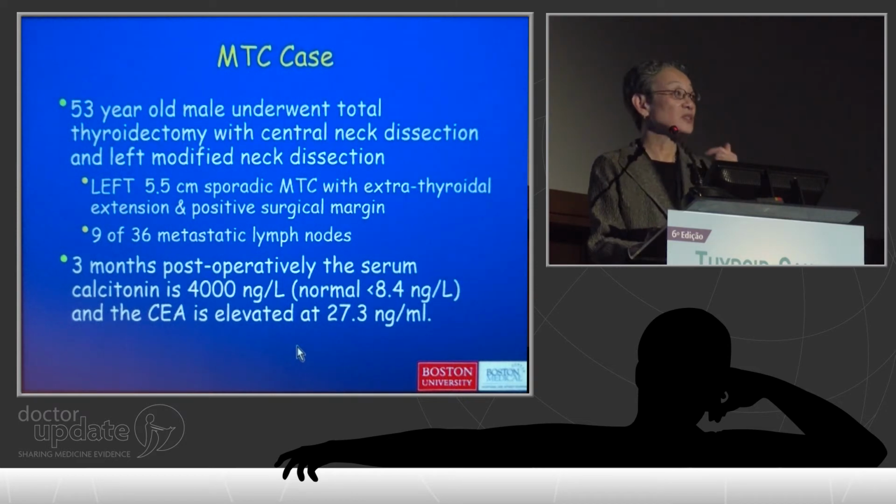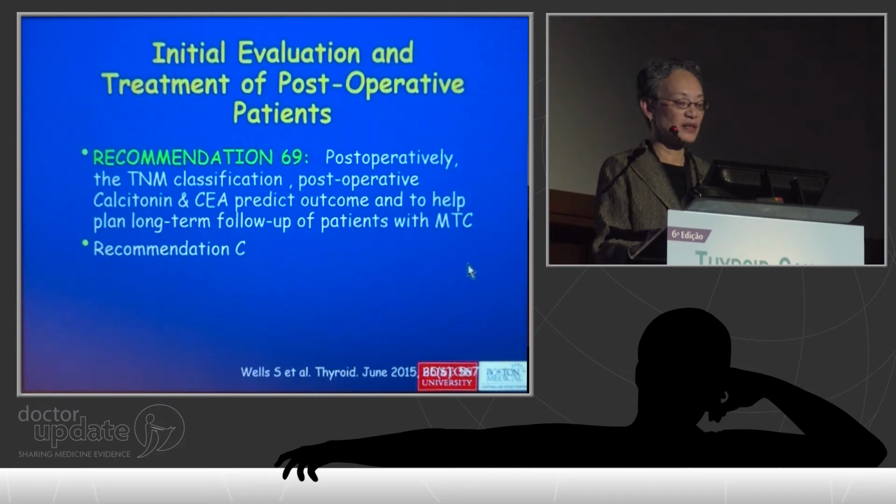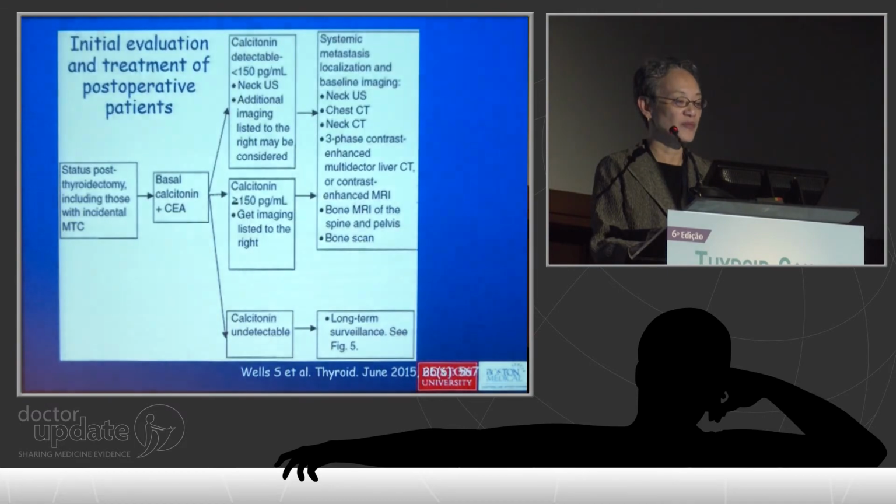Now, the next thing we're going to do, at a point after the surgery, and 3 months maybe is a little bit long, but certainly about a month after surgery, you do want to get a post-operative calcitonin level. And in his case, it was extremely elevated at 4,000, and the CEA was also elevated. So what this helps us do, according to recommendation 69, is that post-operative calcitonin will help you determine what the risk of recurrent disease will be and how you're going to plan your long-term follow-up with that patient.